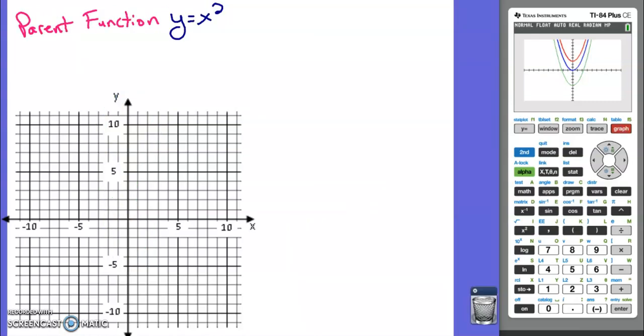So now let's consider, again, the parent function, y equals x squared. Same thing, 0, 0, 1, 1, 2, 4, and 3, 9. And again, I'm just going to reflect it over. That's the parent function.